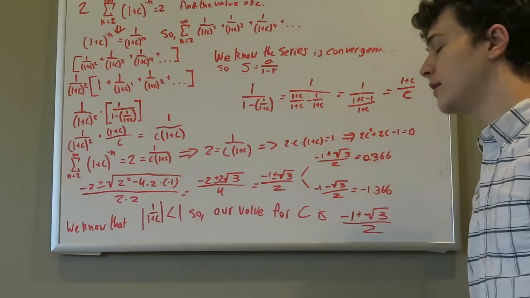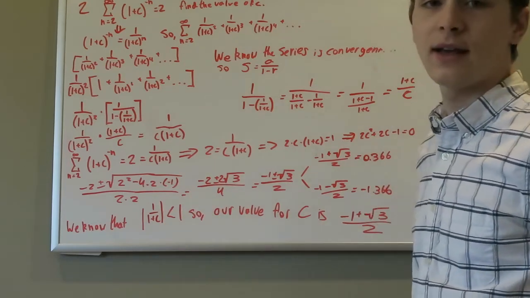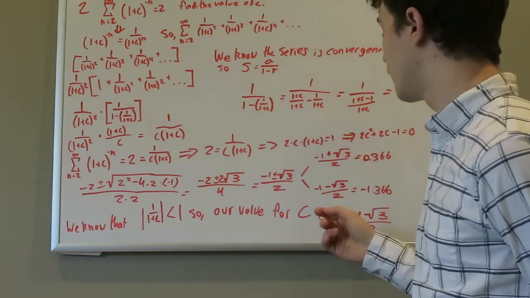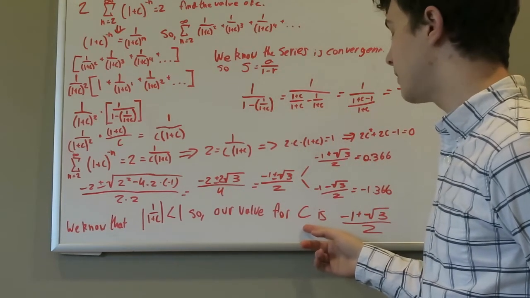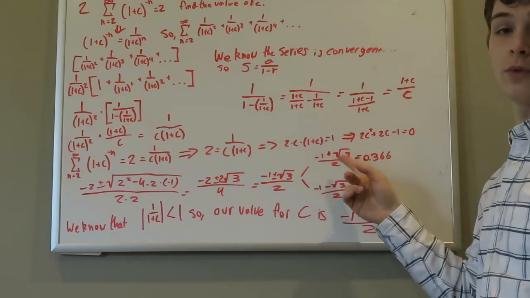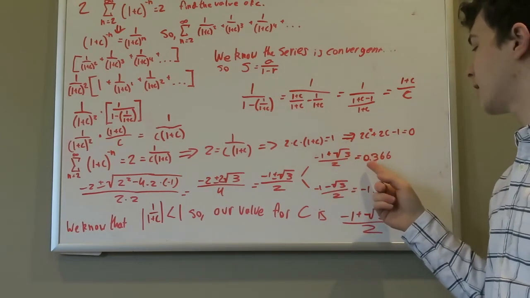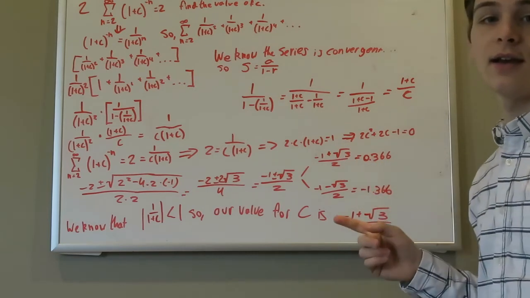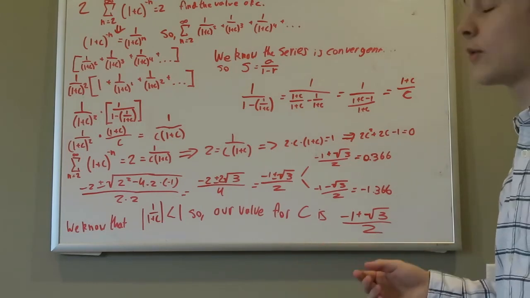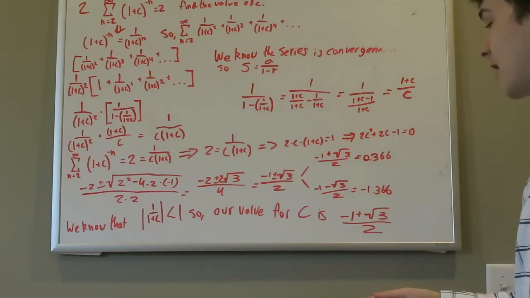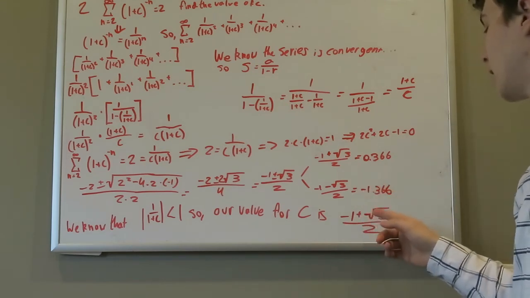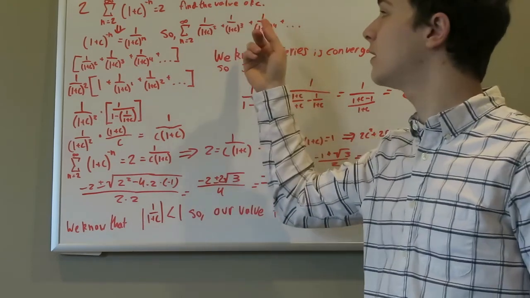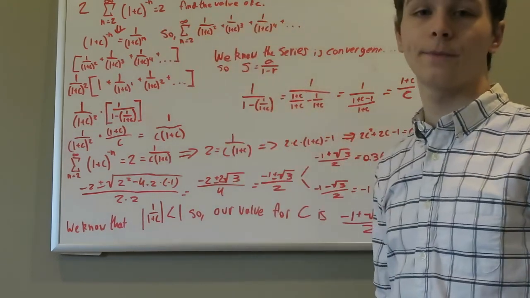What we can remember is that the absolute value of 1 over (1 + c) has to be less than 1, because this is a convergent series. So our value for c has to have the plus root 3 in the numerator, because that gives 0.366, whereas negative 1.366 has an absolute value greater than 1. So we can ultimately say our value for c is negative 1 plus root 3 over 2, and that is our solution to find the value of c of this series. Thank you.